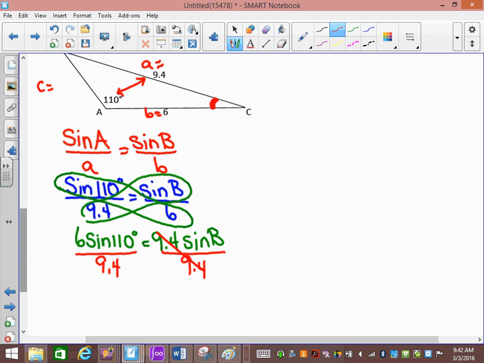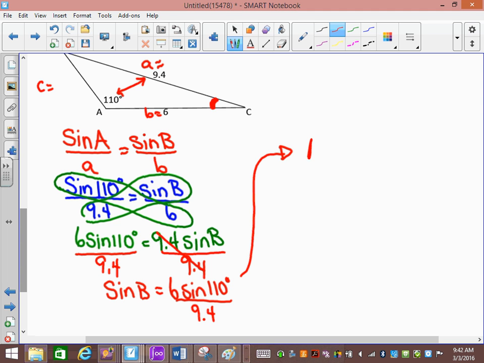And now you have sine B equals 6 sine 110 over 9.4. How do I get B by itself? Yeah, divide by the inverse of sine.